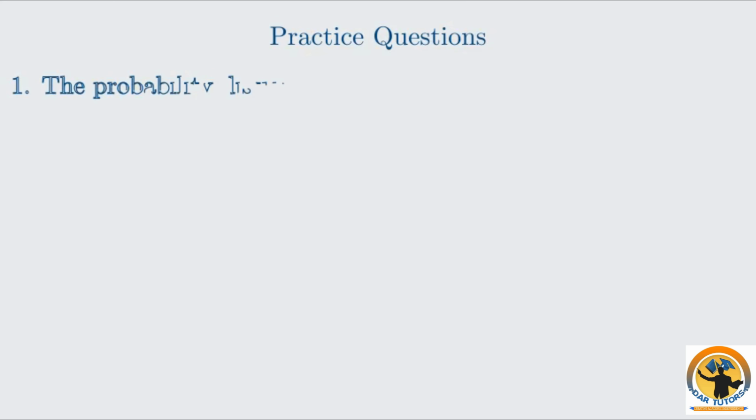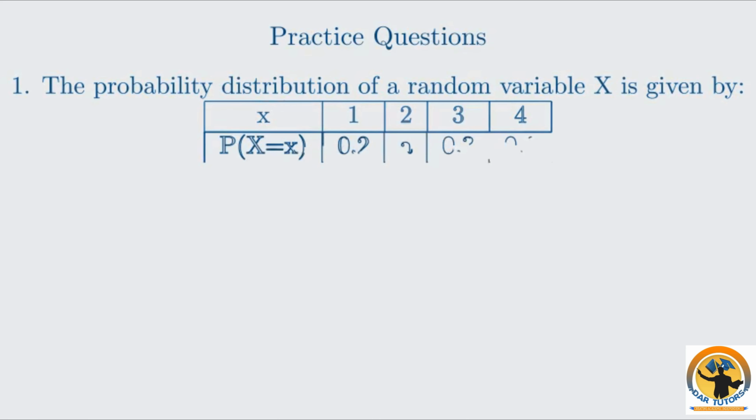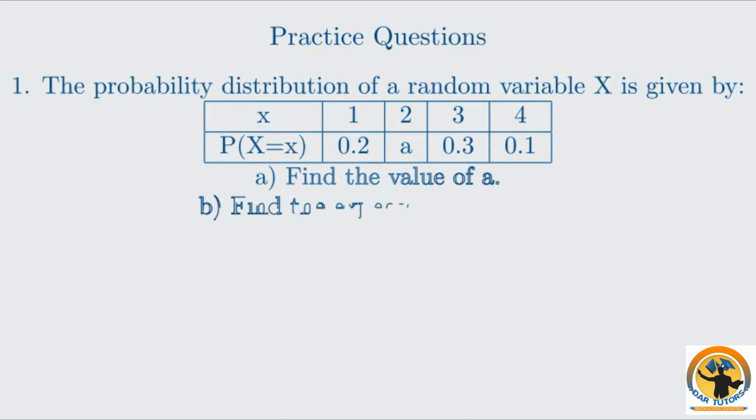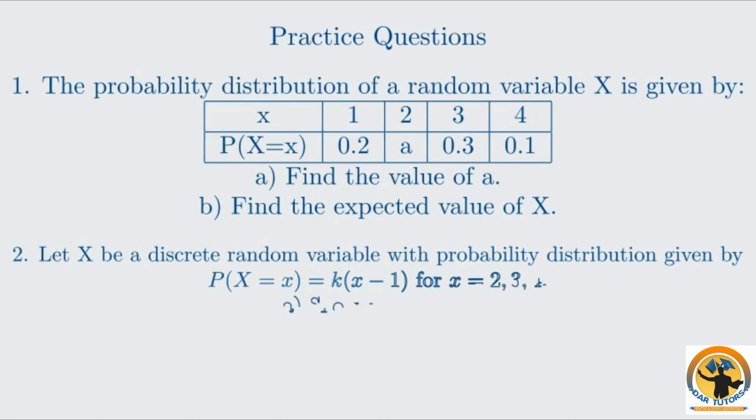Question 1. The probability distribution for a random variable X is given. You need to find the missing probability, A, and then calculate the expected value. Question 2. In this problem, you need to first use the condition that the probabilities sum to 1 to solve for K, and then find the expected value.